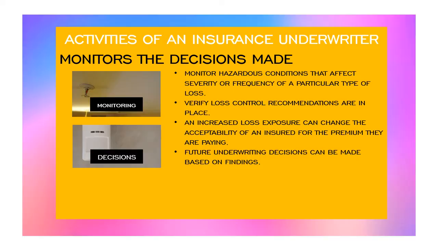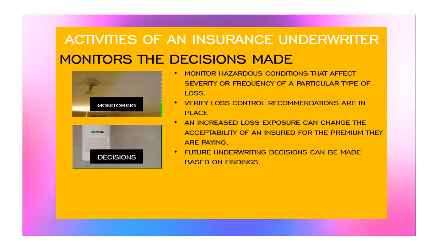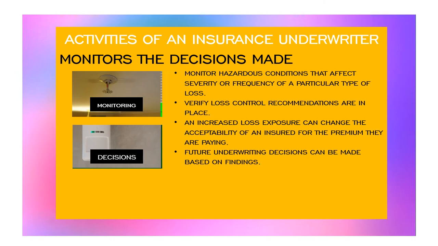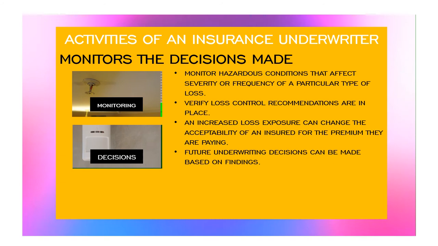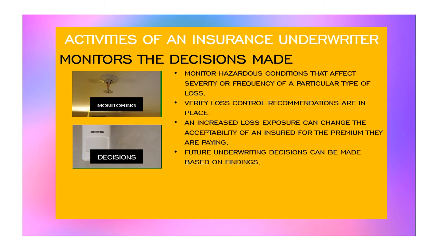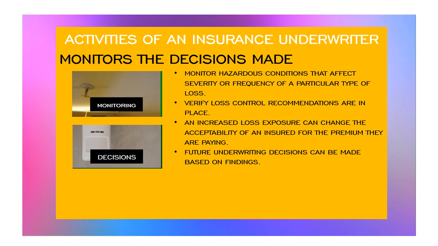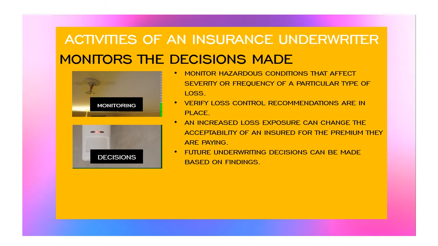Monitors the decisions made. An important aspect of underwriting is to monitor the decisions made. The underwriters monitor hazardous conditions that affect severity or frequency of a particular type of loss. They verify if loss control recommendations are being followed. So, for example, if a burglar's alarm has been recommended for a house for theft alert, or a fire sprinkler is recommended for fire hazards as loss control mechanisms, then the underwriter will monitor if these devices are indeed in place. If they are not, then that property or asset can cease to be covered by the insurance company for the existing coverages and premium.